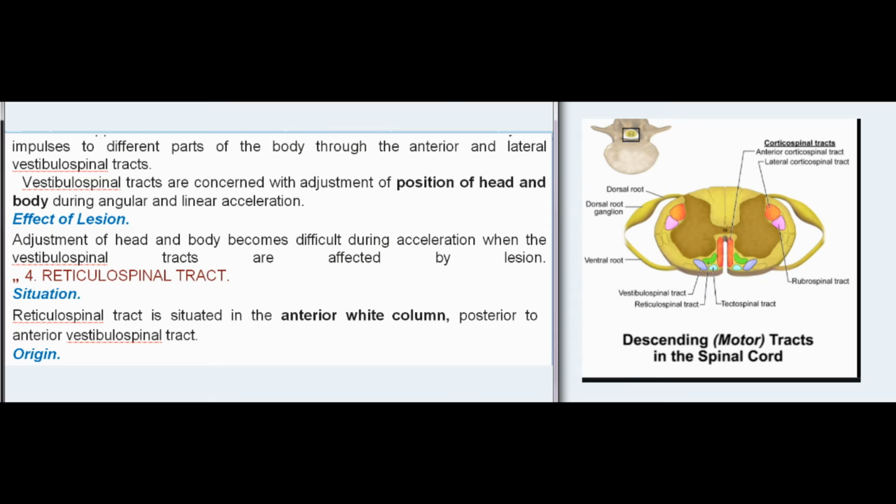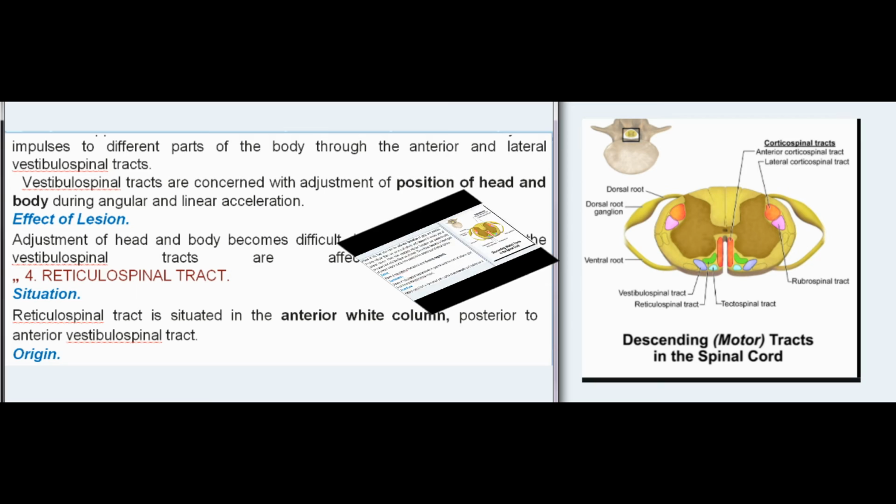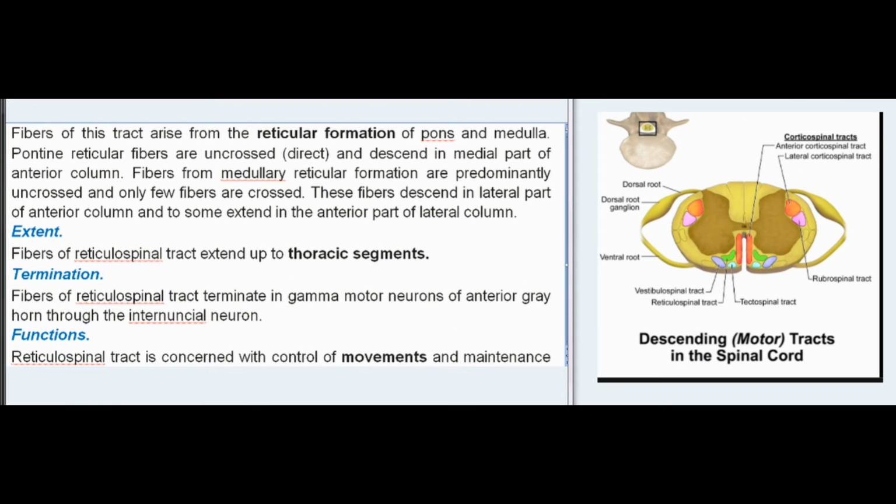4. Reticulospinal tract. Situation. Reticulospinal tract is situated in the anterior white column, posterior to anterior vestibulospinal tract. Origin. Fibers of this tract arise from the reticular formation of pons and medulla. Pontine reticular fibers are uncrossed, direct, and descend in medial part of anterior column. Fibers from medullary reticular formation are predominantly uncrossed and only few fibers are crossed. These fibers descend in lateral part of anterior column and to some extent in the anterior part of lateral column.